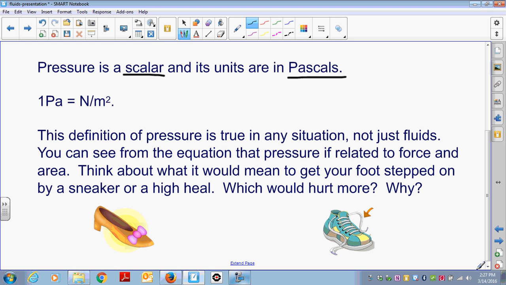You can see from the equation that pressure is related to force and area. Think about what it would mean to get your feet stepped on by a sneaker or a high heel. Which would hurt more? Why?